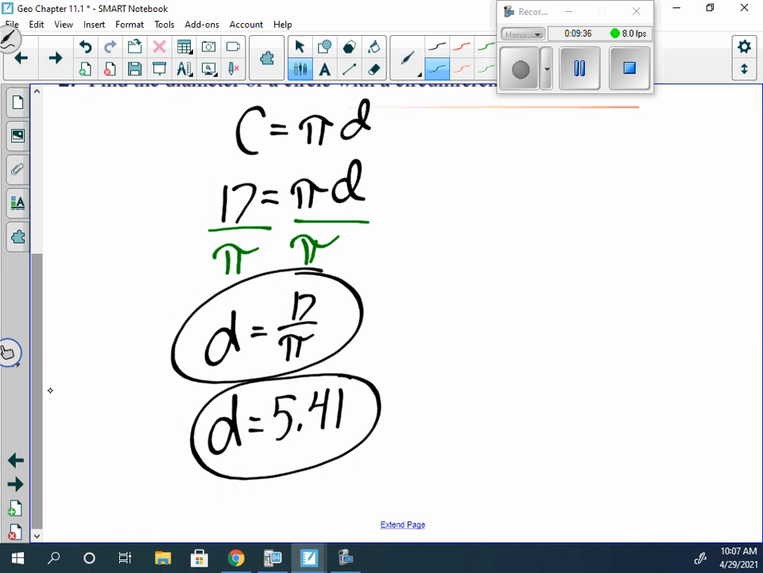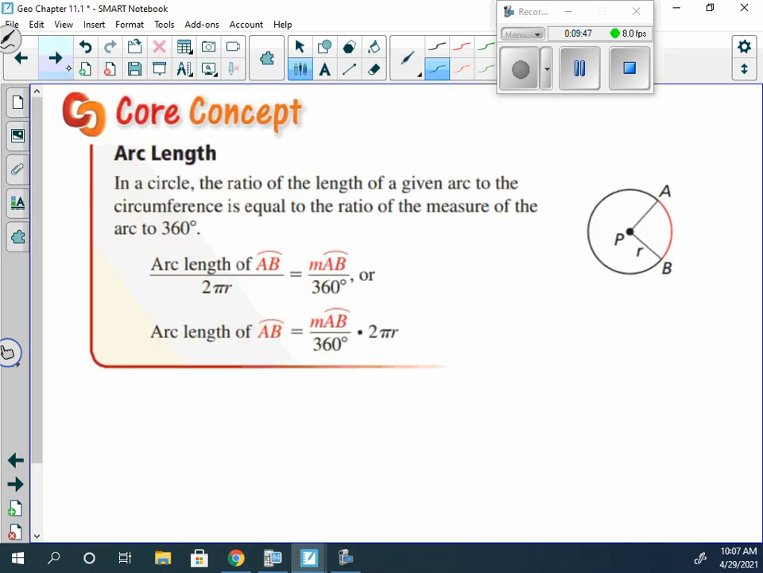Any questions on finding the circumference or finding the radius or diameter given the circumference? Okay. If we feel comfortable with those, we're going to move on over to arc length.